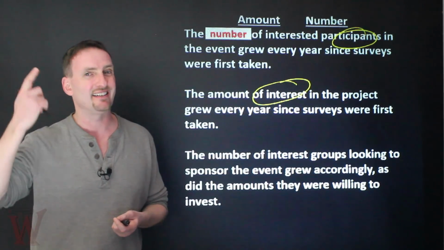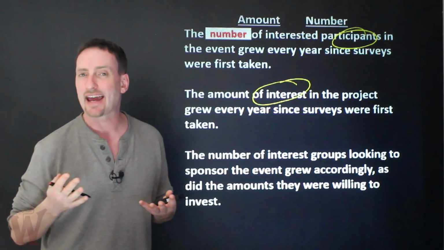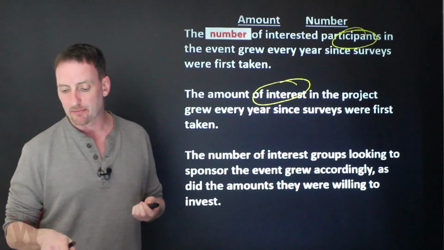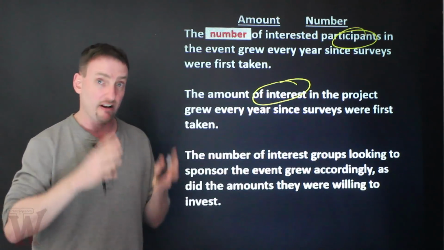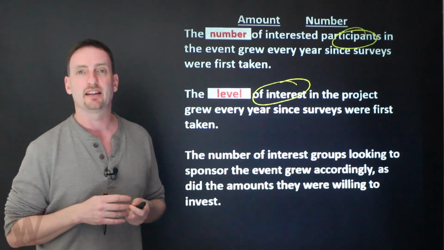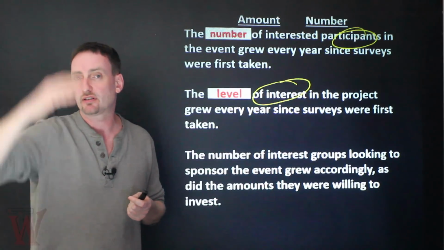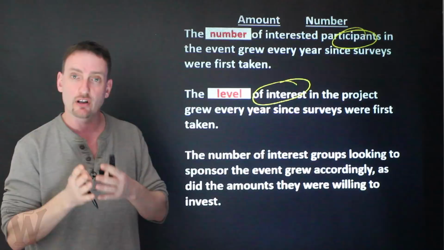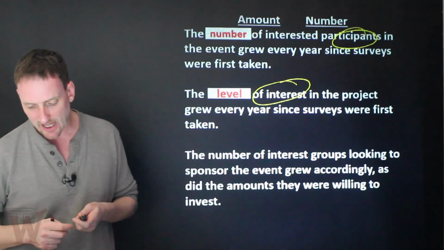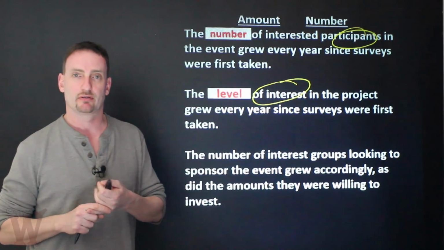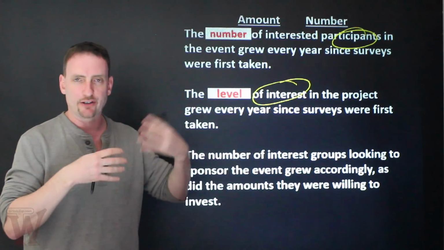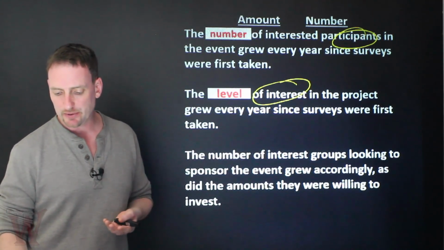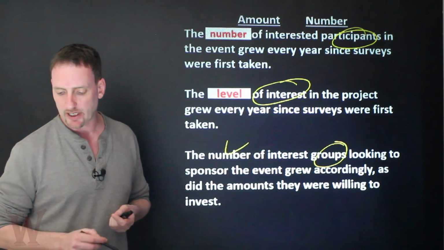Interest is an idea, it's a concept. You can't count it, and therefore the amount of interest, although it's correct, you would say level because it's a scale. High interest, low interest. Remember, amount, correct. Level, better. Okay? The number of interest groups. So the types of groups are the interest groups like lobby groups. Groups is countable, number is okay.